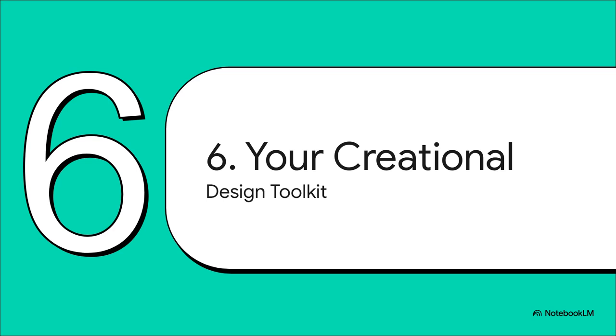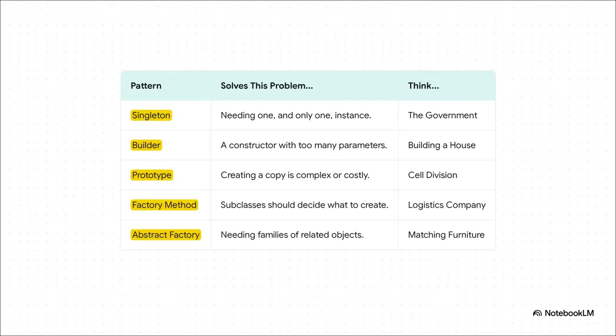Let's do a quick final recap of all the tools we've just collected. Here's your cheat sheet. When you need one and only one instance, you use a singleton. Think the government. When you have a constructor with way too many parameters, you use a builder. Think building a house. When creating an exact copy is way cheaper or easier, you use the prototype. Think cell division. When you want subclasses to decide what gets created, you use the factory method. Think logistics company. And finally, when you need a whole family of objects that have to be compatible, you use an abstract factory. Think matching furniture set.